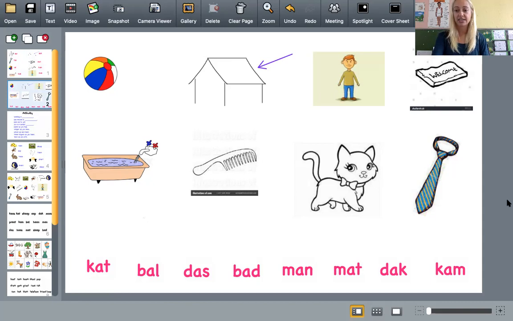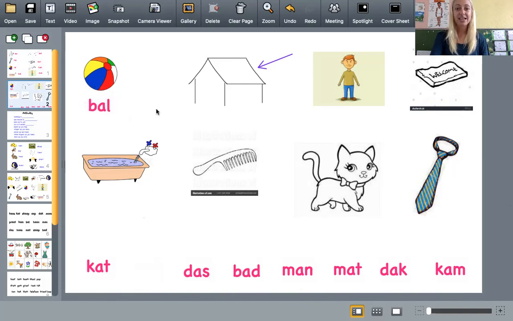Let me uncover it. At the bottom, we have kat, bal, das, bat, man, mat, dak, kam. Okay, so all we're going to do is match the word to the picture. The first picture we have here is a ball. So can you shout out as fast as you can at home in Afrikaans, what do we call a ball? And I'm going to find it here. I hope you got it right. It is a bal. Dit is 'n bal.